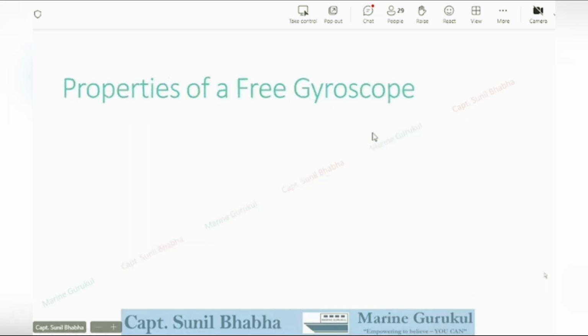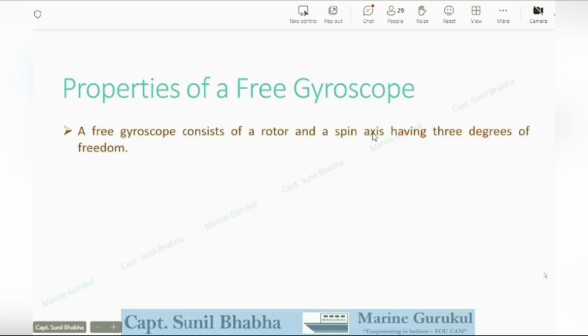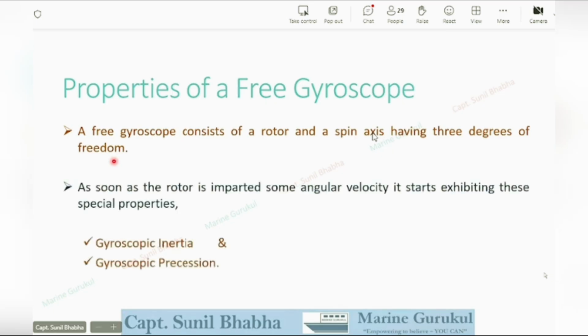Now, having learnt about a free gyroscope, we are now moving into the special properties of a free gyroscope. We know that a free gyroscope consists of a rotor and a spin axis having 3 degrees of freedom: freedom to spin clockwise or anti-clockwise, freedom to tilt up and down, freedom to drift east and west.